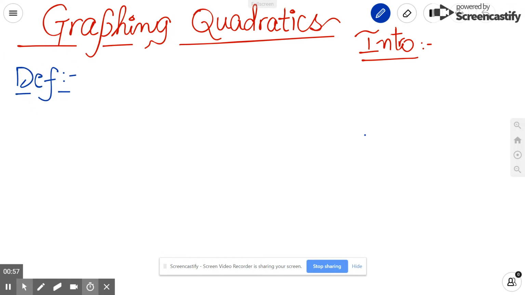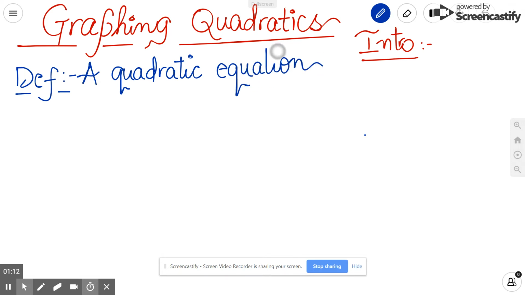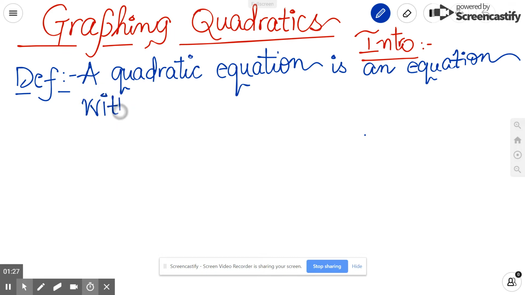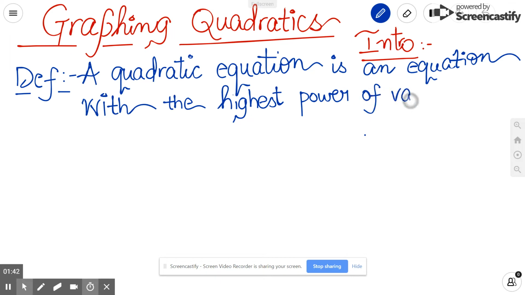So a quadratic equation is an equation with the highest power of the variable, our variable usually being x, equal to 2. So the highest power of the variable is 2.